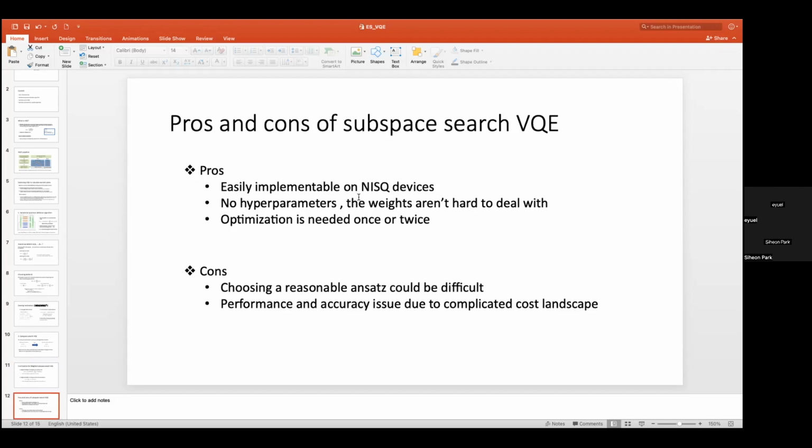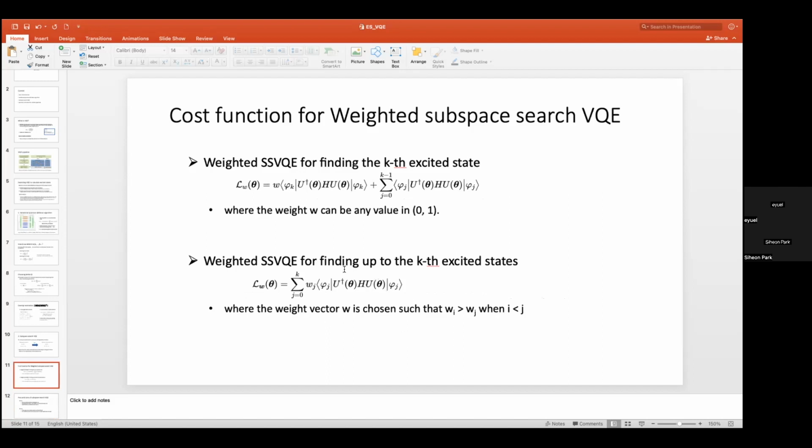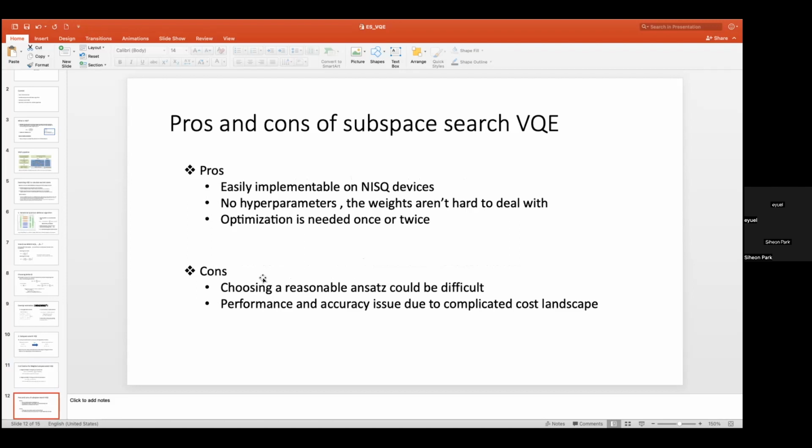But there's a really big problem with subspace search VQE: choosing a reasonable ansatz could be difficult. In the normal VQE, we just need a unitary that searches for the ground state energy. But here, the problem is more complicated because we're mapping k initial states into another k states. So this unitary has to be very expressive and difficult to prepare, which in turn affects the performance of the algorithm, although it works reasonably well in principle. And optimizing this cost function is also difficult, as it is a somewhat complicated cost function. So these are the two major drawbacks of subspace search VQE.